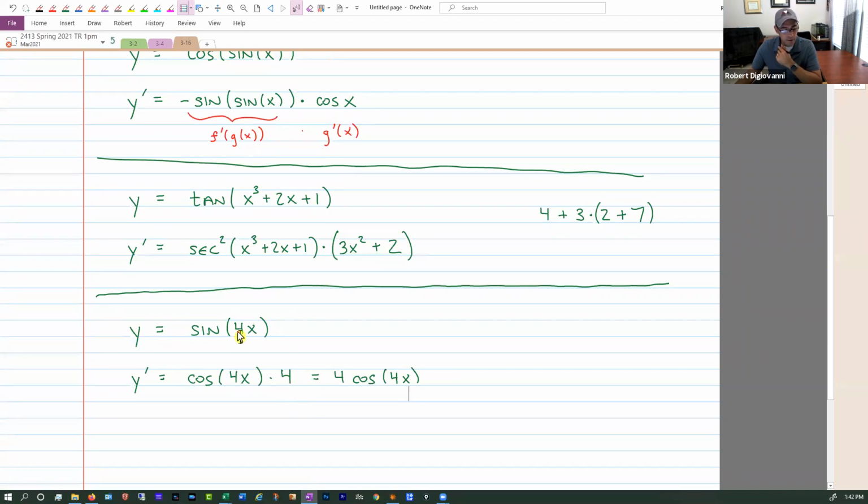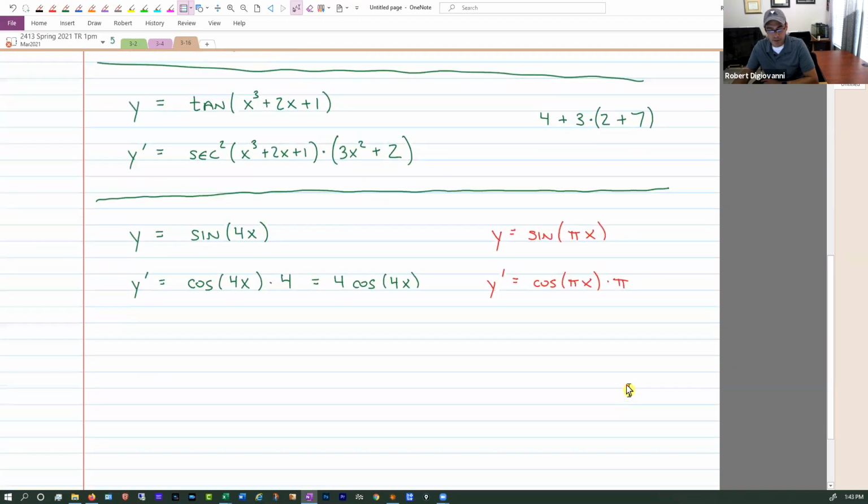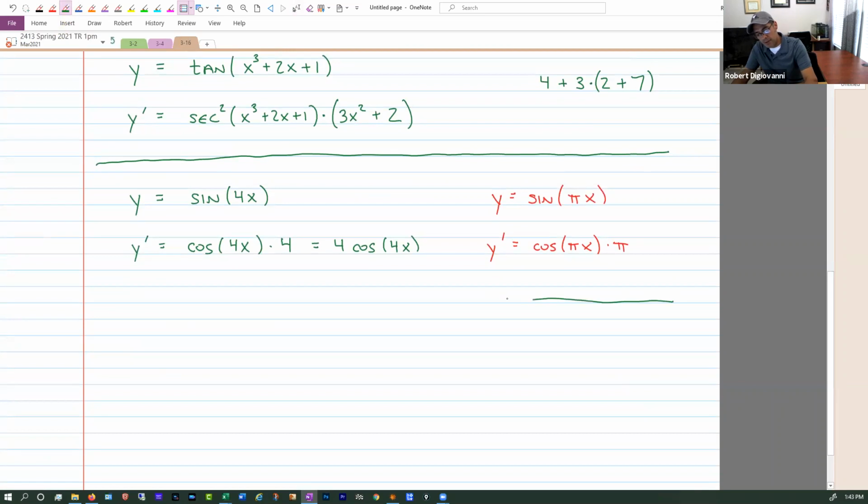Okay, so look, if we have a number in front of x like this, we have to be a little careful when we take the derivative, because whatever number's in front here should pop out, shouldn't it? Like another example, if I said y equals sine of pi x. If we take the derivative of this, it's going to be cosine of pi x times pi, because pi is a constant, just like the number 4 was a constant. And so when you take the derivative of pi x, you just get pi. Is that clear? Yes. Okay. So how about this one?